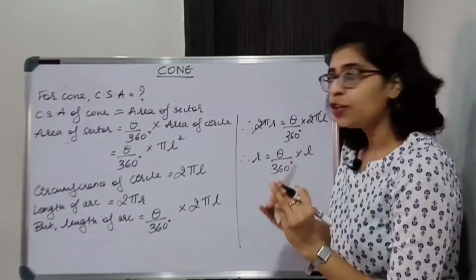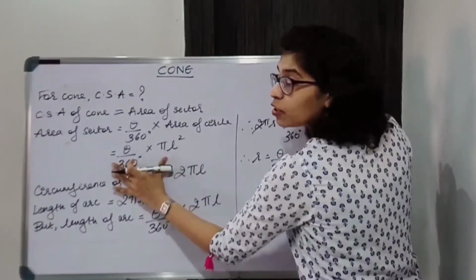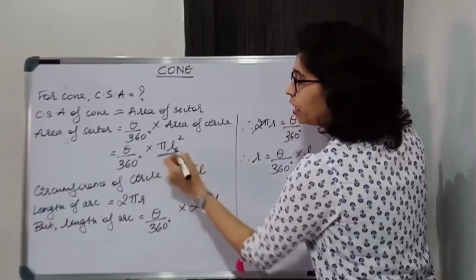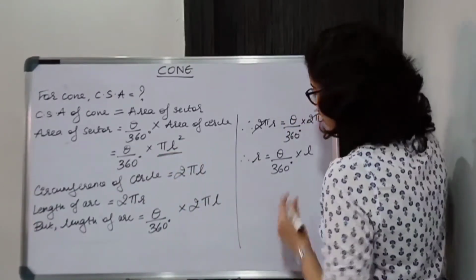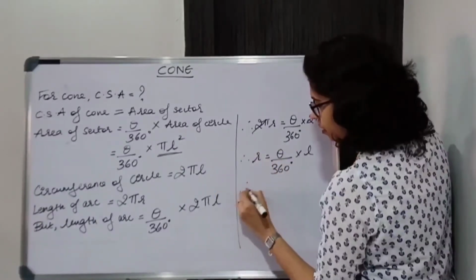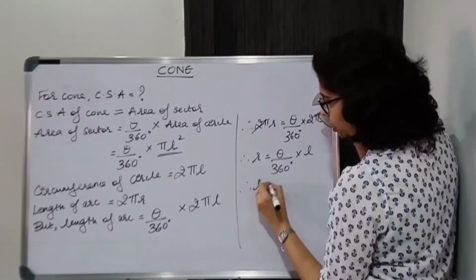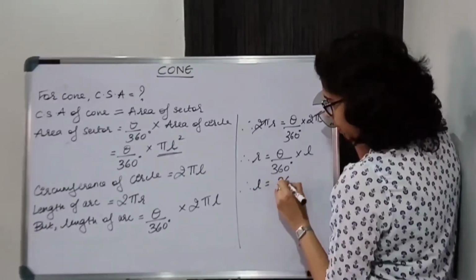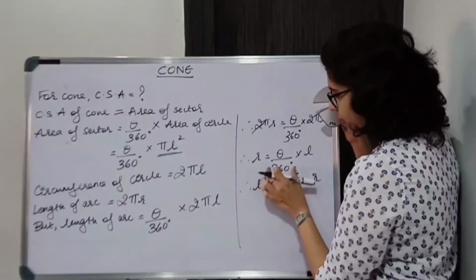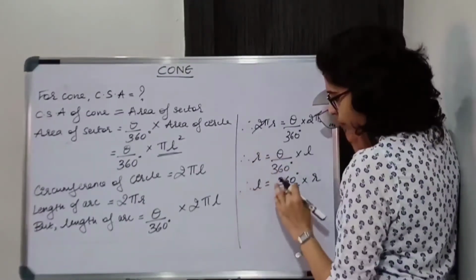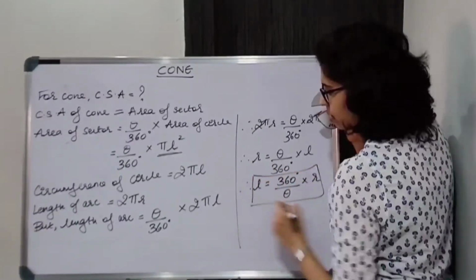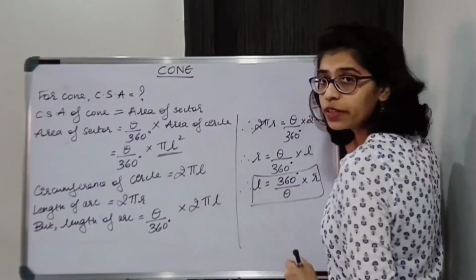But what do I need to know? I need to know the area of sector. In the area of sector we have pi L square. So we need to know what L is over here, L in terms of r. So I'll shift this over here. Therefore L will be 360 upon theta into r. This will go in the numerator and this will go in the denominator. So 360 upon theta into r. So this is L. So I'll substitute this over here.